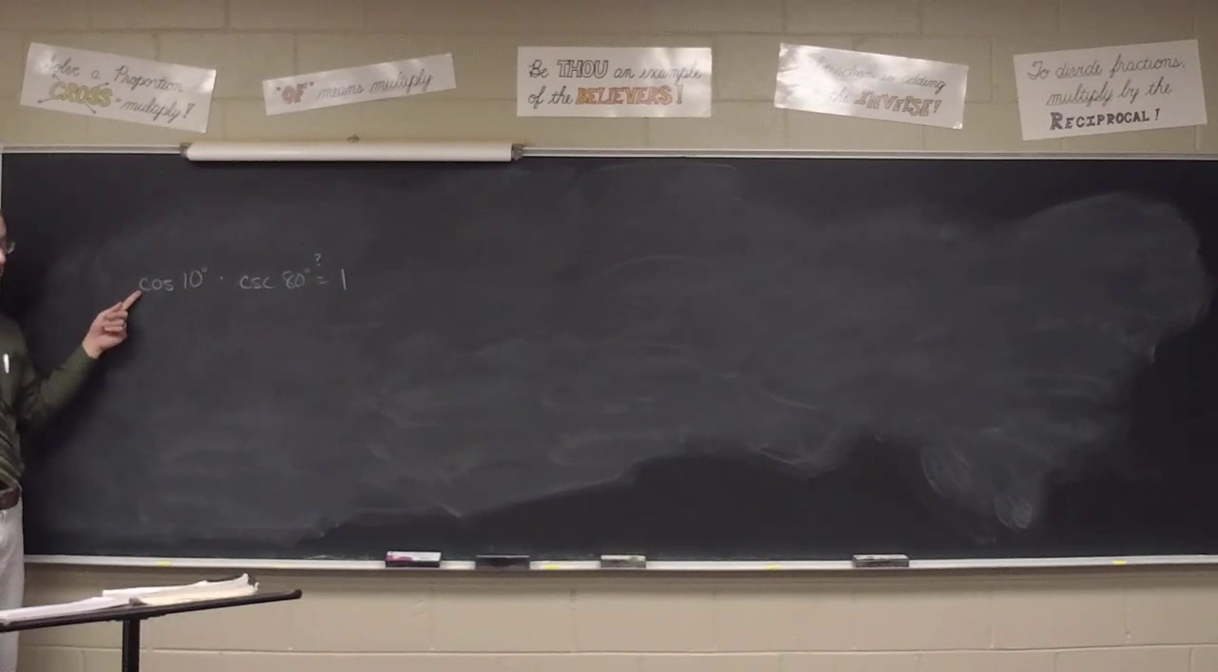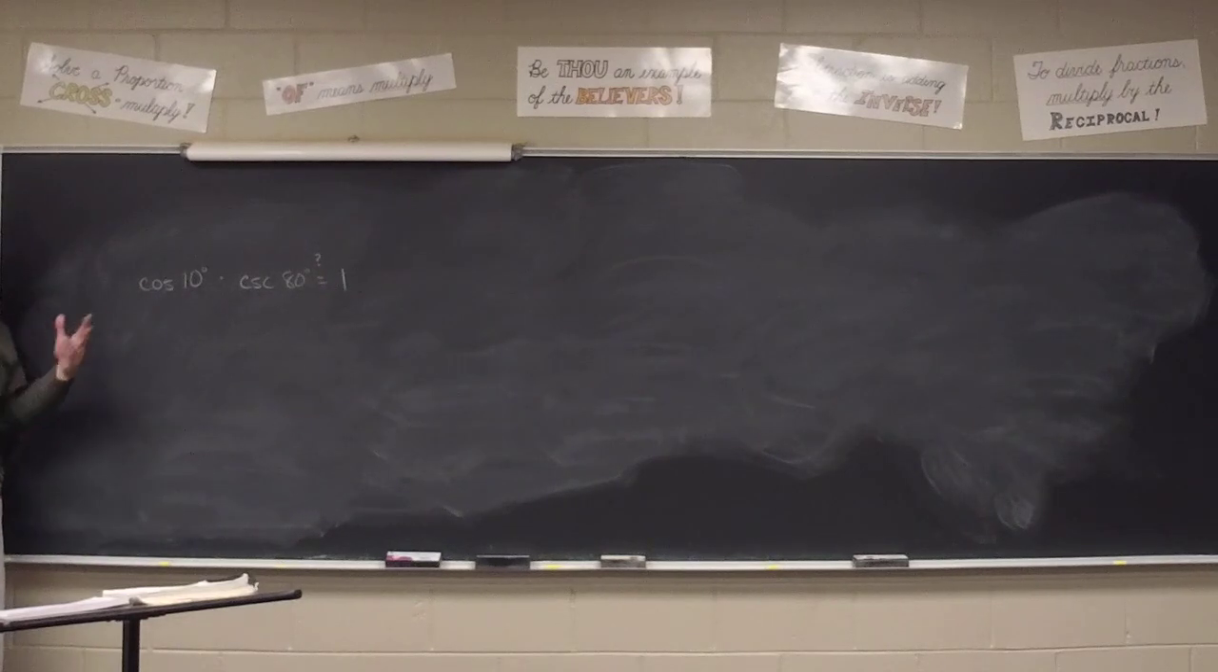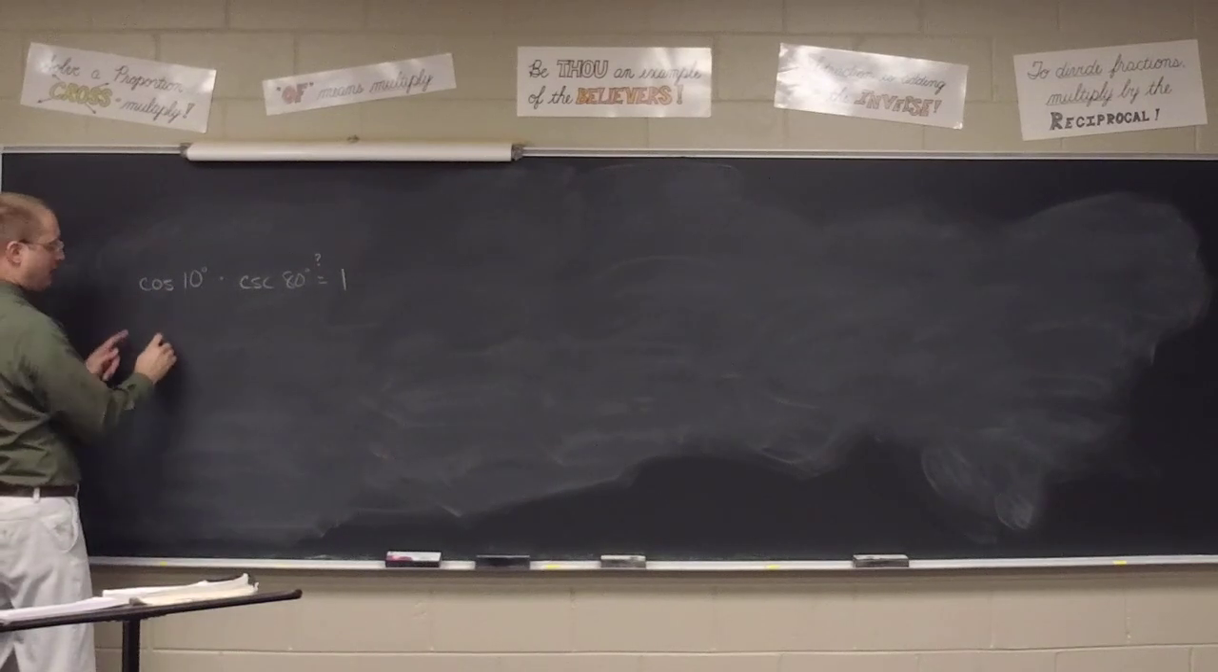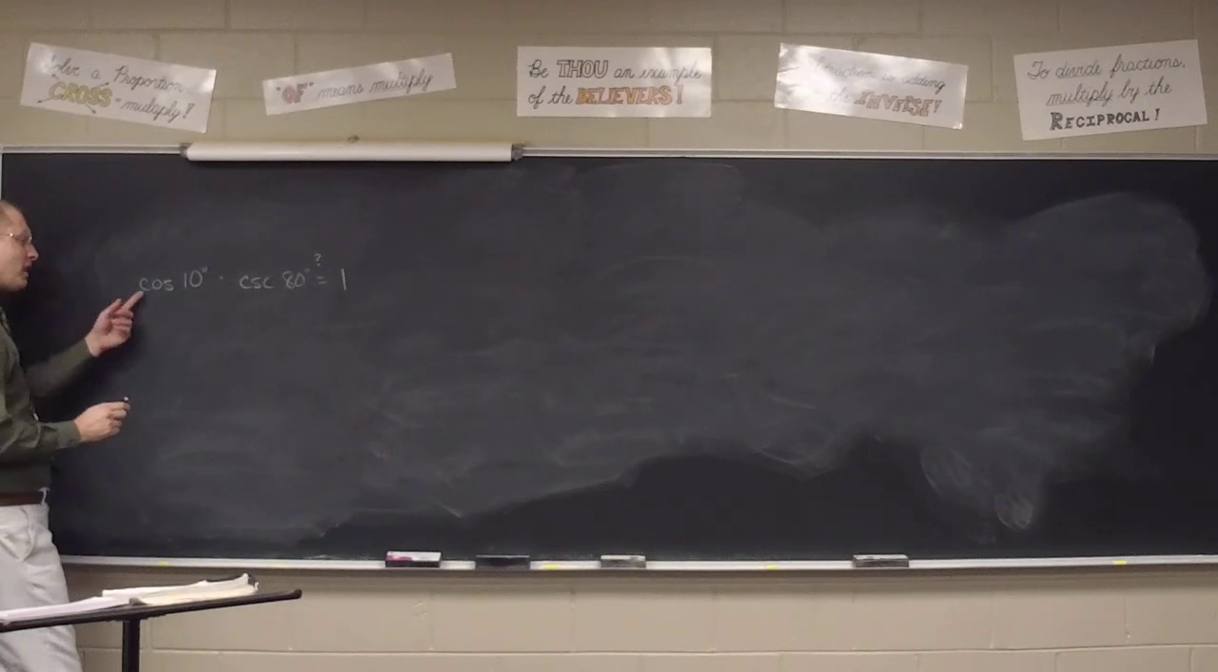There's two possibilities. Class, cosine can either turn into sine if I use a cofunction, or cosine can turn into secant if I use a reciprocal. Let's use one of those. Jamie, which one? I see where you're going with this. Secant. Okay, so we're going to rewrite the cosine of 10 as, well, how would I rewrite that?